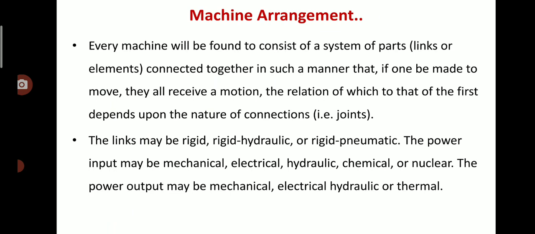So every machine will be found to consist of a system of parts, called links or elements, connected together in such a manner that if one is made to move, then all receive a motion, the relation of which to that of the first depends upon the nature of the connection, which means the joint. The links may be rigid, hydraulic or pneumatic. The power input may be mechanical, electrical, hydraulic, chemical or nuclear. And the power output may be mechanical, electrical, hydraulic or thermal.